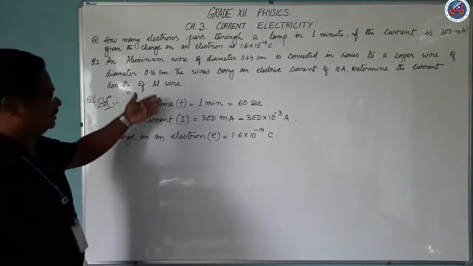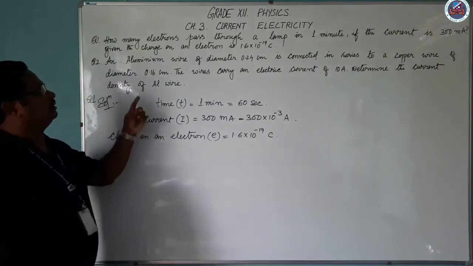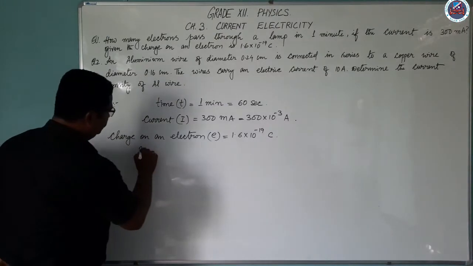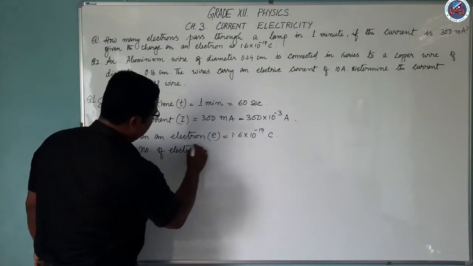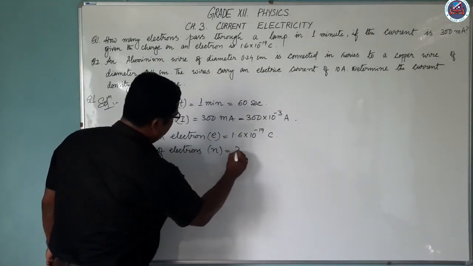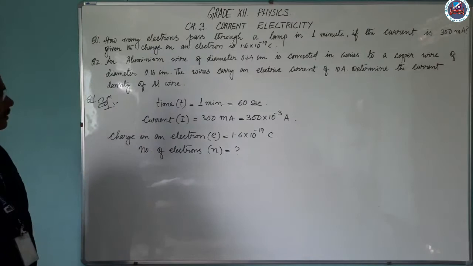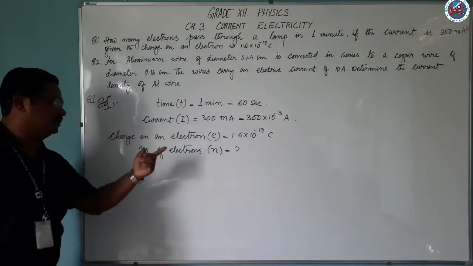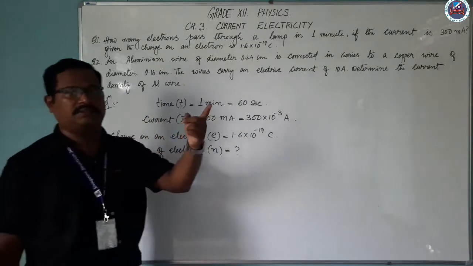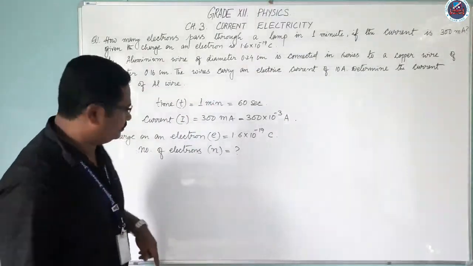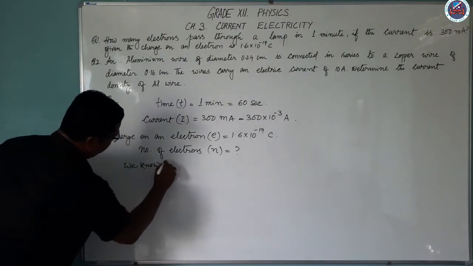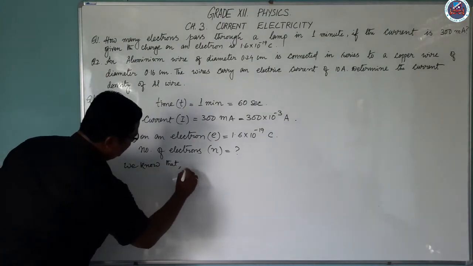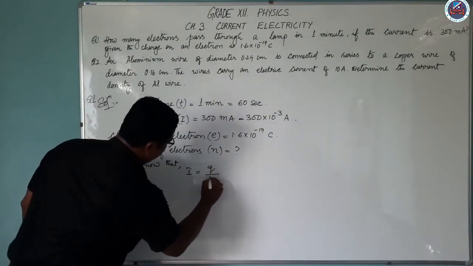Write down the given information this way, and after that, what to find? Number of electrons. Let us write it as n. So we are going to calculate. As current is given, you already know that electric current is the quantity of charge transferred per unit time. You can start like this. We know that, current I is equal to charge per unit time.